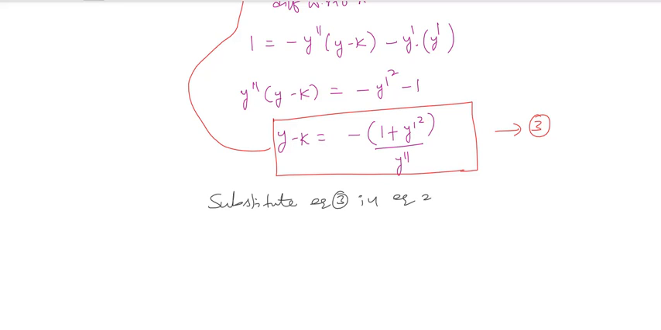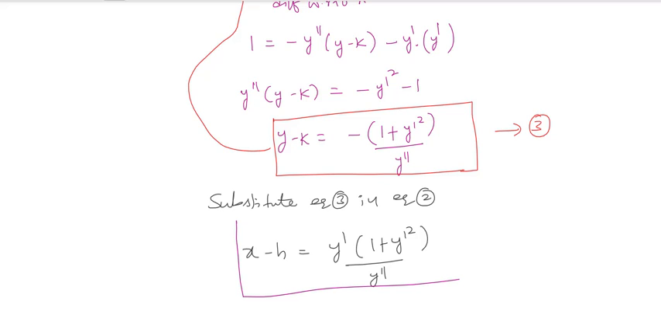What I'll get here if I substitute equation 3 in equation 2: x minus h is equal to y dash into 1 plus y dash square divided by y double dash. Am I right or not? Yes or no? So now this will be your x minus h. Now x minus h and y minus k are in terms of y dashes. So this is equation 4.